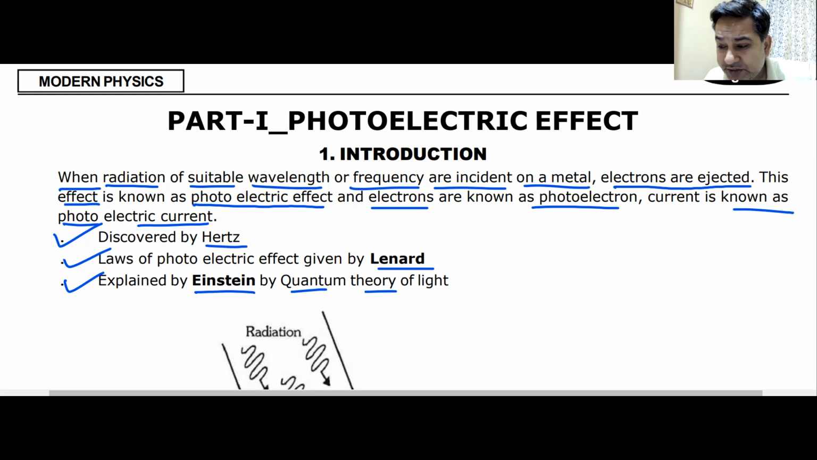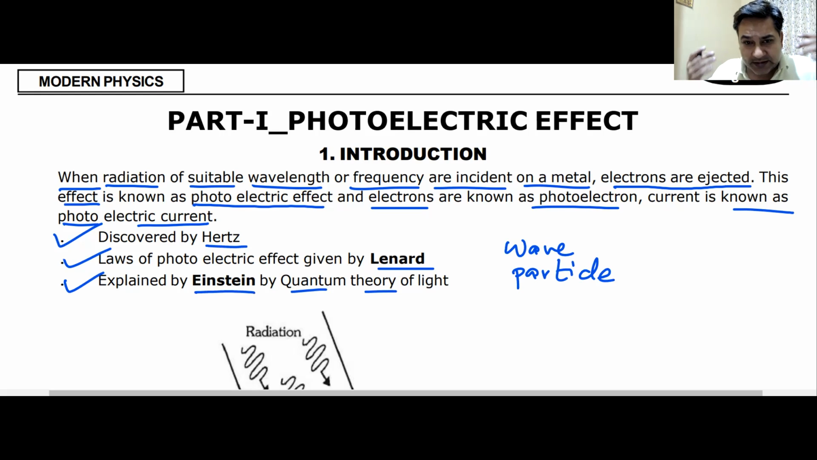Do you know what is quantum theory of light? You might have heard light has dual nature. Do you understand what is a dual nature? It can act as a wave, it can act as a particle. Have you heard about this term? Yes, sir. As a dual nature, it can act as a wave, it can act as a particle, an atom, or an electron.